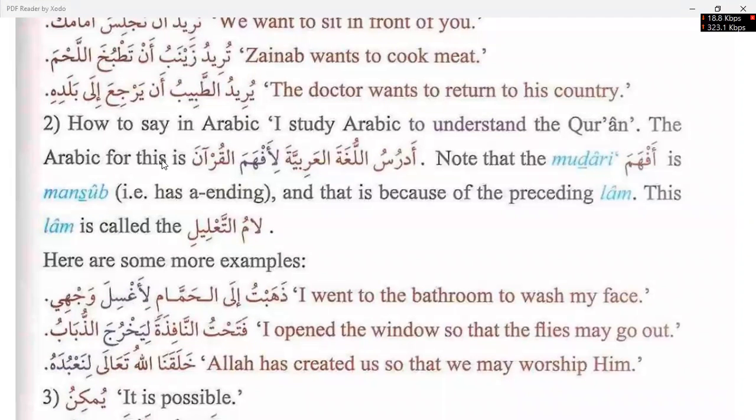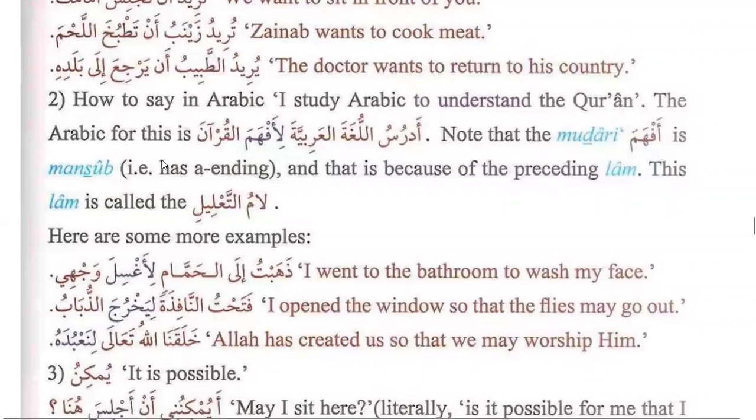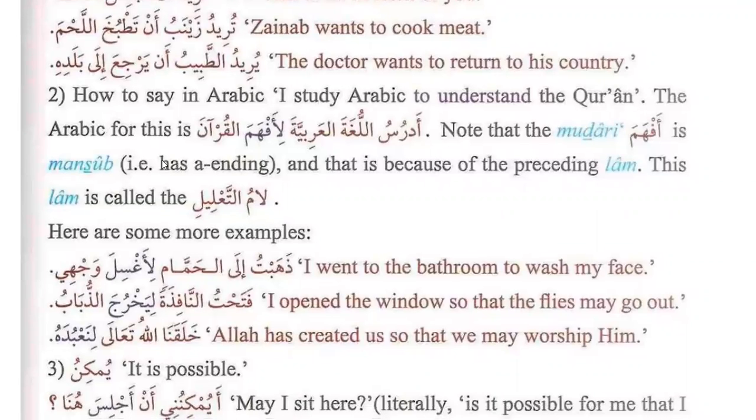Ms. Rizwana. Assalamu alaikum. Wa alaikum assalam wa rahmatullahi wa barakatuh.